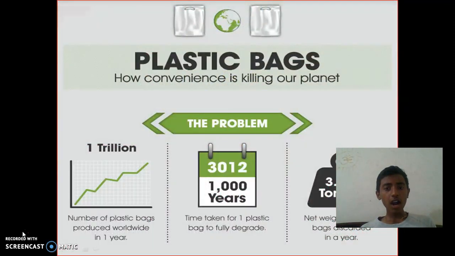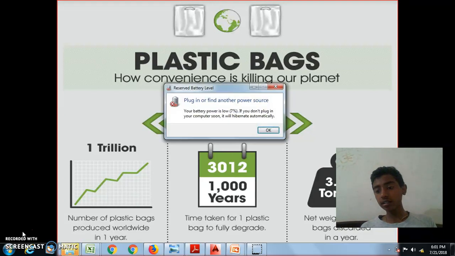Plastic bags. How inconvenient is killing a planet? The problem. Now, 1 trillion plastic bags are produced worldwide in 1 year. The time taken for one plastic bag to fully degrade is 1,000 years. The net weight of plastic bags discarded in a year is 3.5 tons.